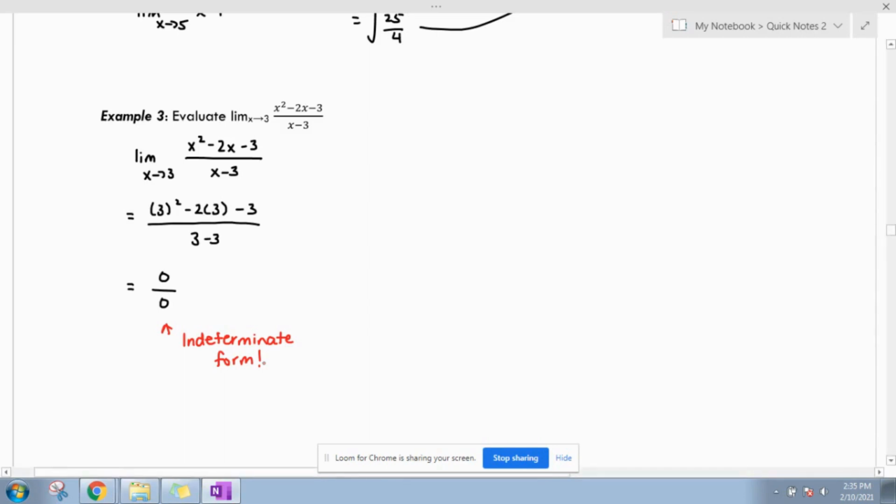Well, take a look. This is a rational function. You know some techniques to help you potentially simplify rational functions, and the first thing that should come to your mind is factoring. So we're going to do exactly that now. Let's take a new approach. We're going to do the limit as x approaches 3 for x squared minus 2x minus 3 all over x minus 3. So we're going to factor out the numerator and the denominator if possible.